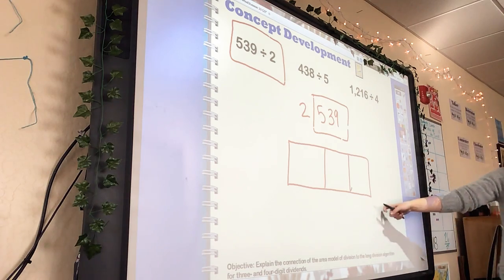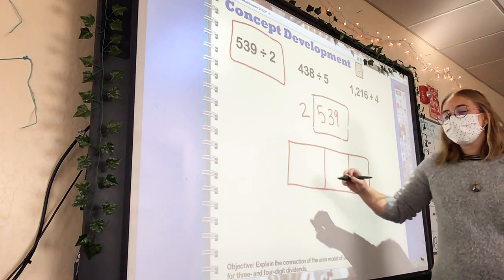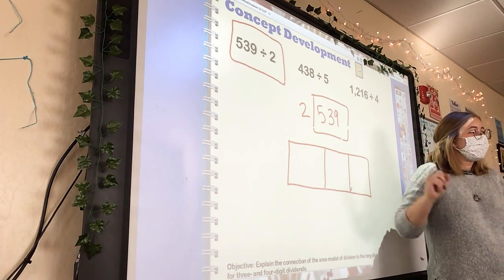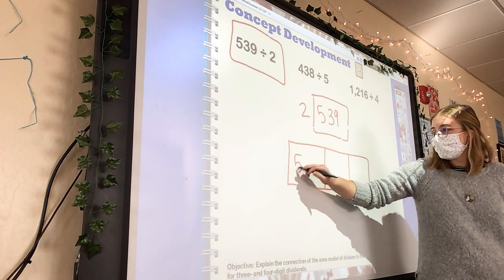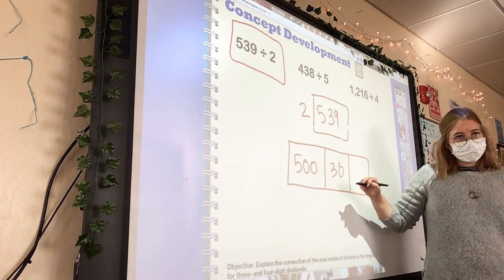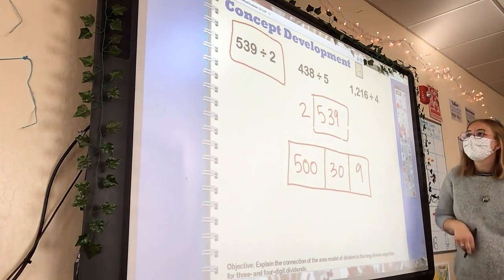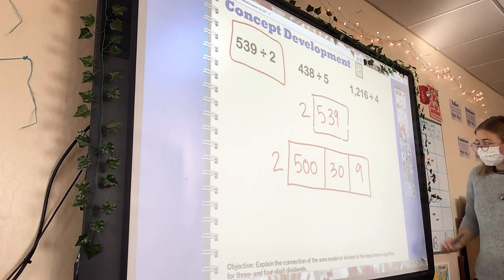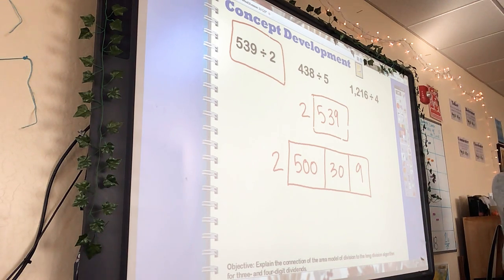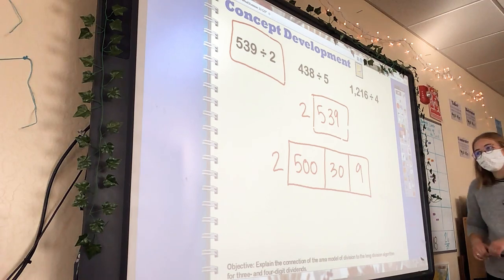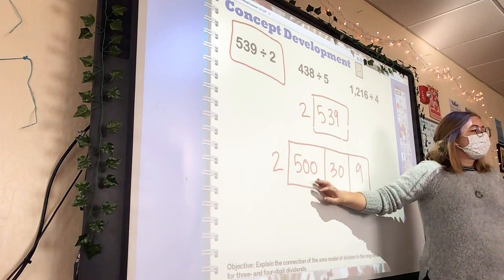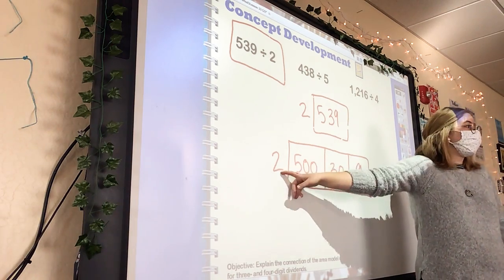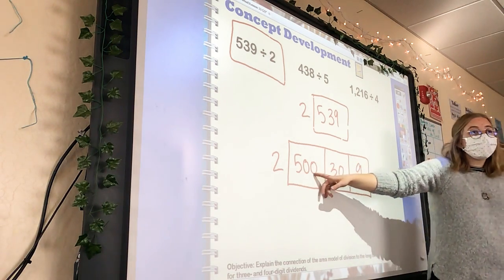So, did everybody draw their second rectangle? Yes. Okay. Let's put it in expanded form. What is 539 in expanded form? Go. 500 plus 30 plus 9. Okay. And what are we dividing by? 2. 2, friends. Here's where it gets a little tricky, but you guys can do it, okay? We've got to move these values around to make it more easily divisible by 2, okay? Think really carefully about it.